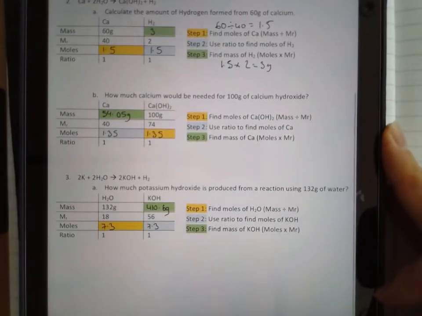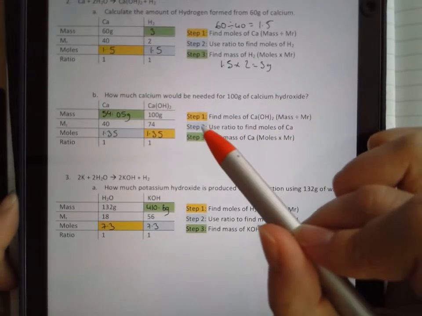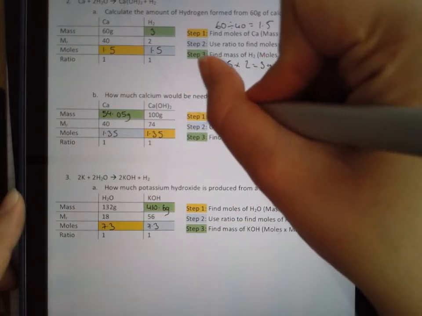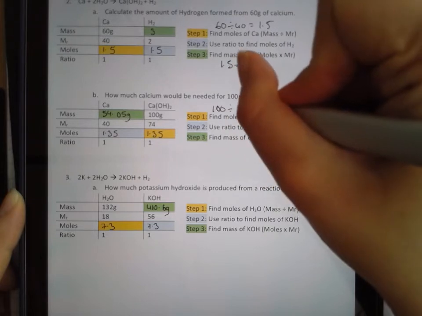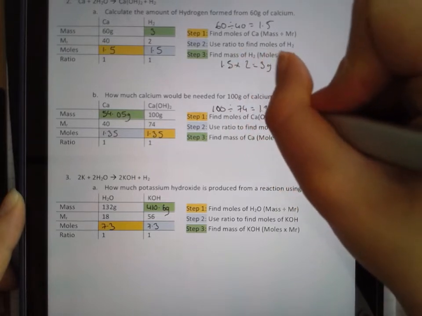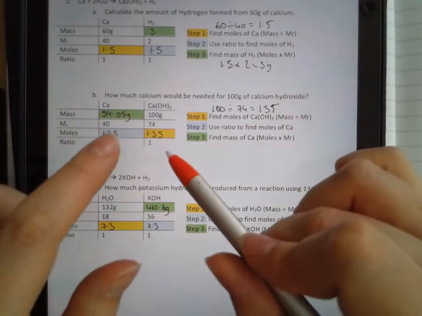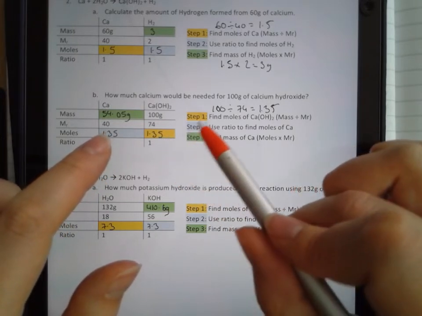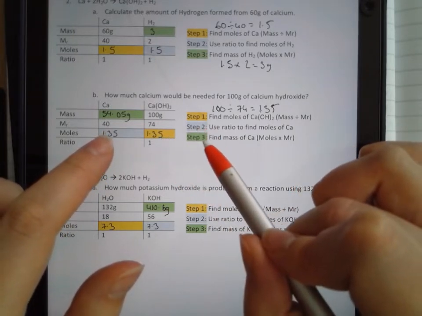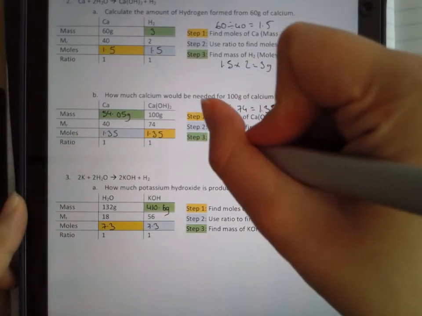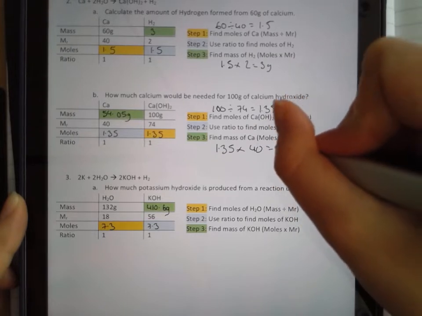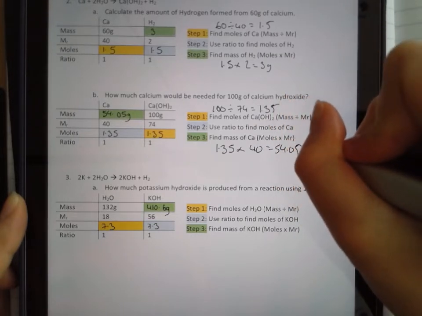The next one is again exactly the same, okay? To find step 1, it's the mass divided by the formula mass, which is going to be 100 divided by 74. That equals 1.35. The ratio is 1:1. These two numbers will be the same, so I'm filling 1.35 into my blue box. And then to get my green box, it's the 1.35, which is my moles, times my formula mass, which is 40, and I get my final answer.